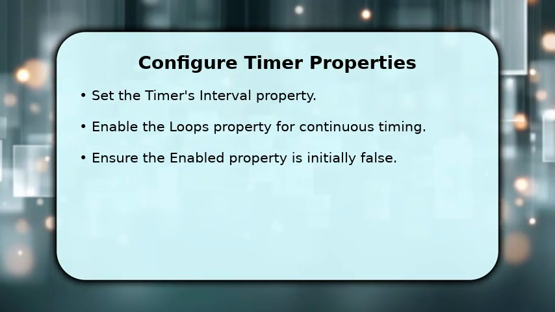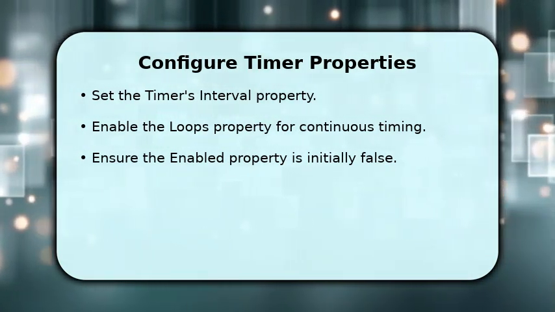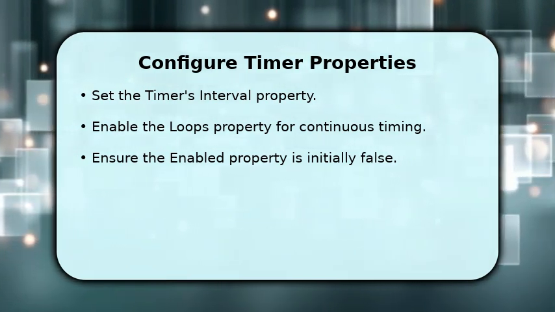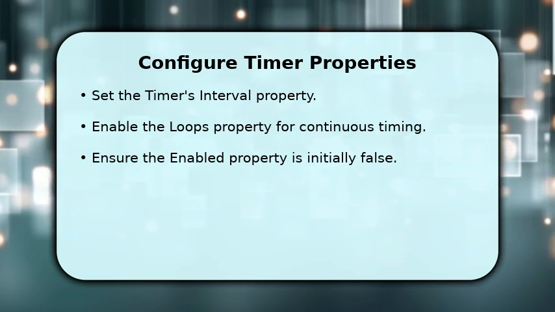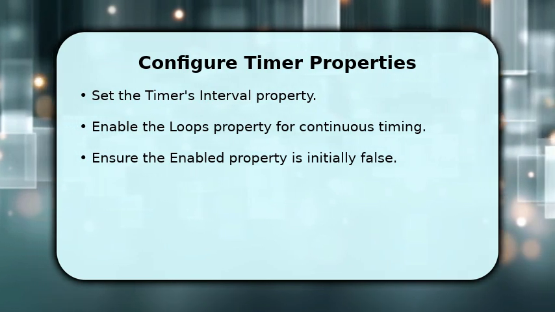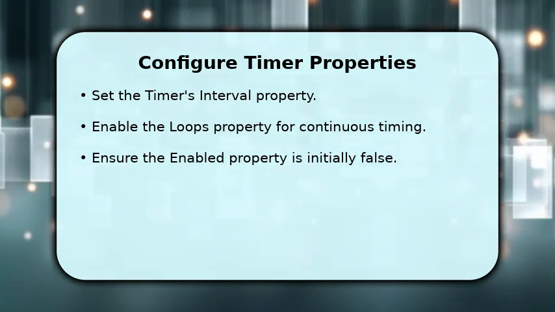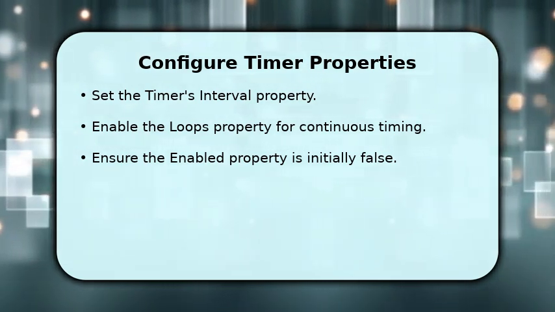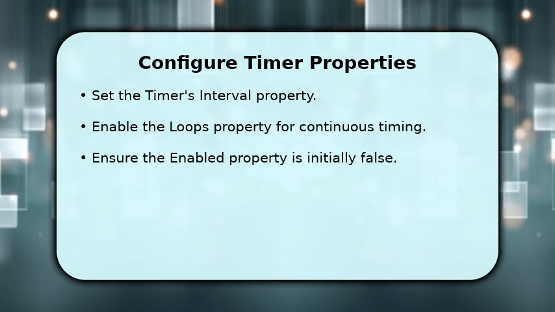Now, let's configure the timer component. Select the timer and set its interval property to 1000 milliseconds for a 1-second update. Make sure the loops property is set to true so the timer repeats. Initially, set the enabled property to false. We'll turn it on with our button. This ensures the timer doesn't start immediately.